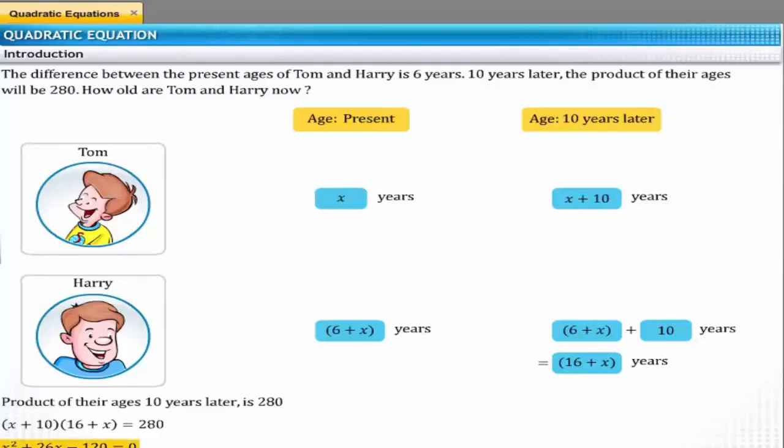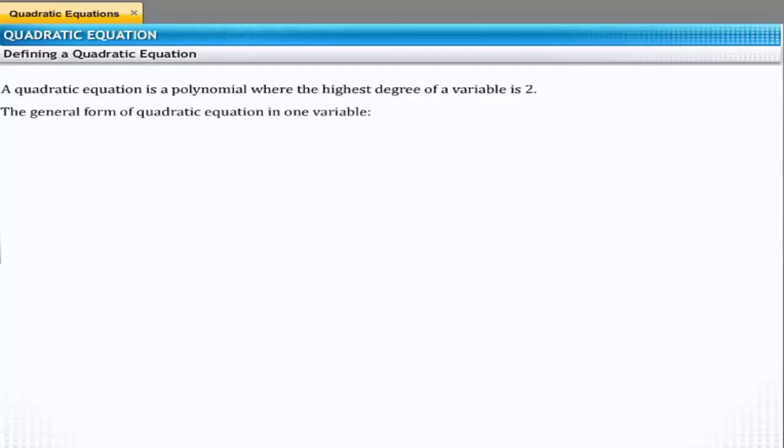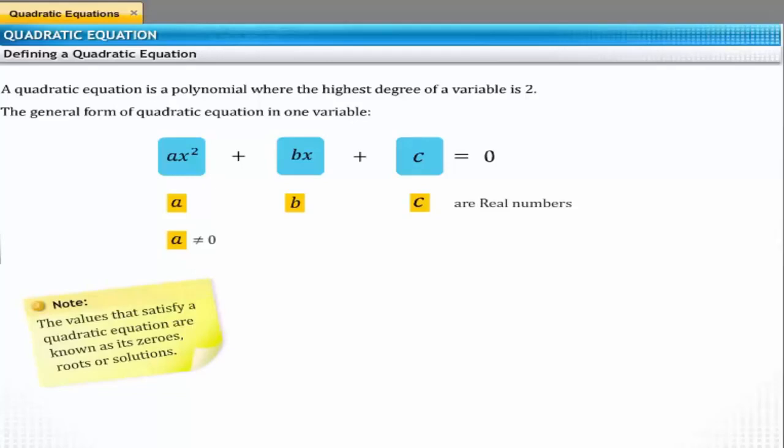Equations where the degree of the variable is 2 are called quadratic equations. A quadratic equation is a polynomial where the highest degree of a variable is 2. The general form of a quadratic equation in one variable is ax squared plus bx plus c is equal to 0, where a, b and c are real numbers, and a is not equal to 0. The values that satisfy a quadratic equation are known as zeros, roots or solutions of that quadratic equation.